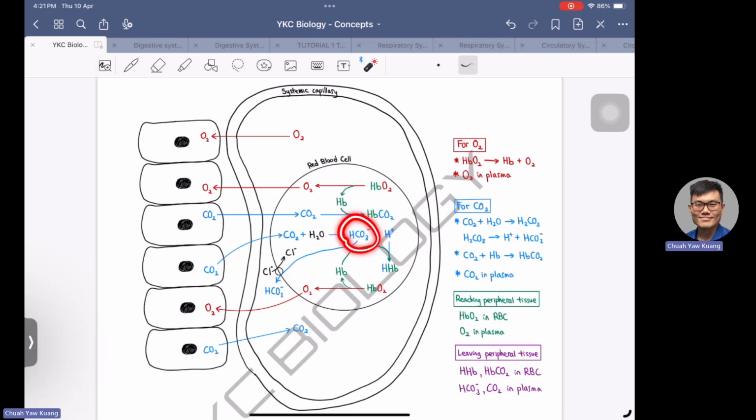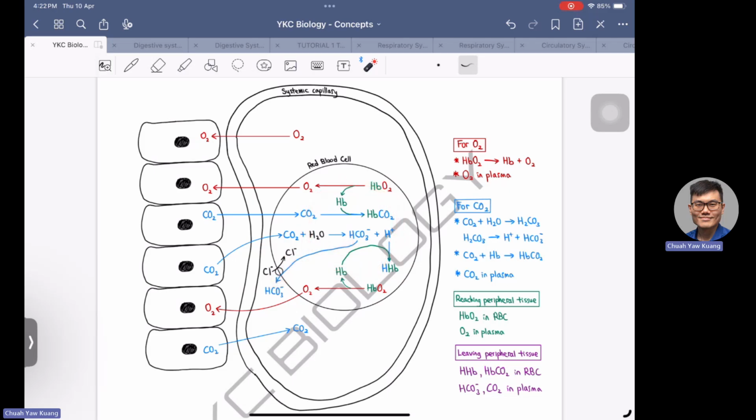So the second process would be for the bicarbonate ion. The bicarbonate ion will be transported out of the red blood cell and carried as bicarbonate ion in the plasma towards the lung. Now the problem is the bicarbonate ion is negatively charged. When more and more bicarbonate ion is transported out of the red blood cell, the cytoplasm of the red blood cell will become positively charged because it has lost too much of the negatively charged ion.